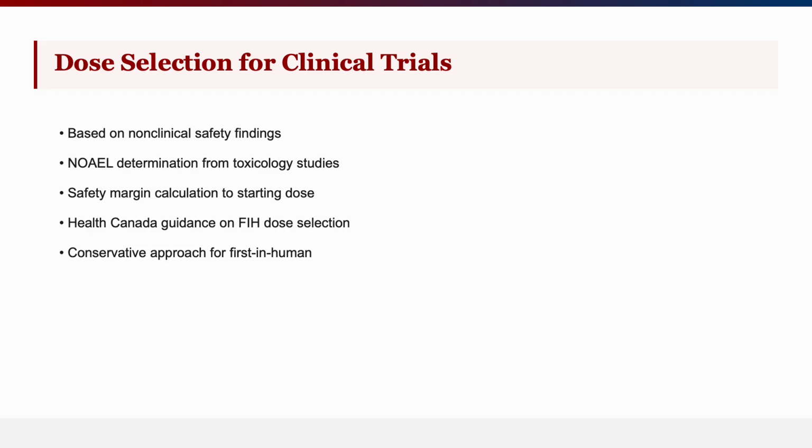For first-in-human studies, substantial margins are expected. Health Canada, like other agencies, expects conservative dose selection for first-in-human studies. Your dose rationale should clearly explain how proposed doses relate to non-clinical findings. Inadequate dose rationale is a common deficiency leading to clarification requests.